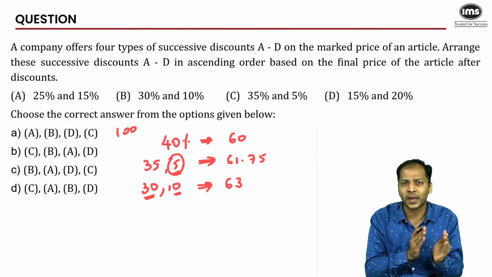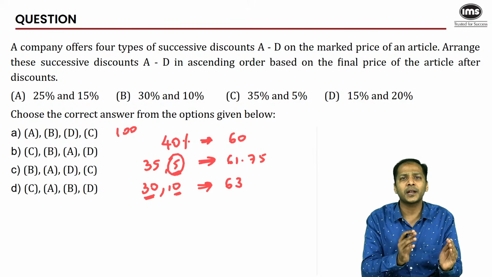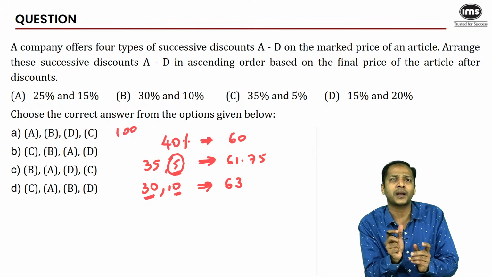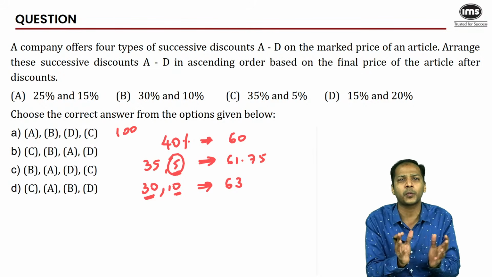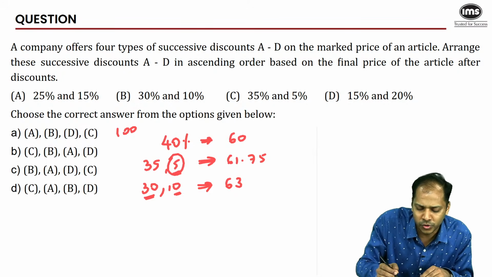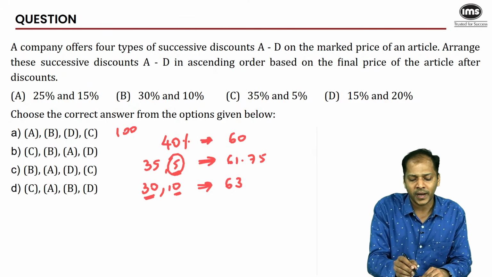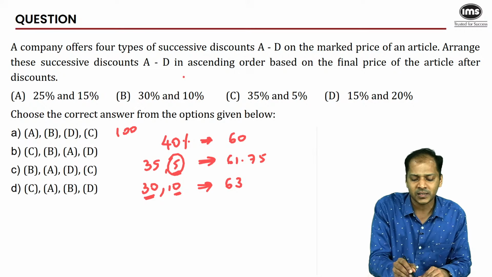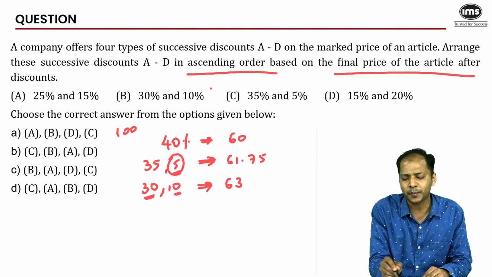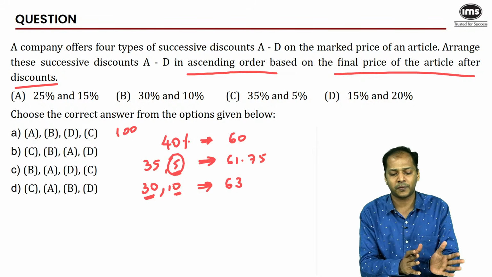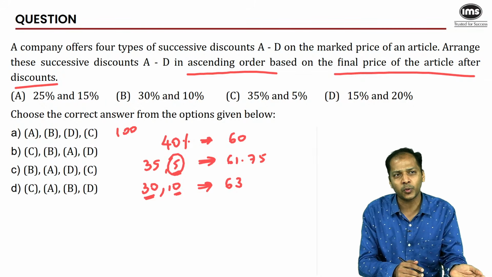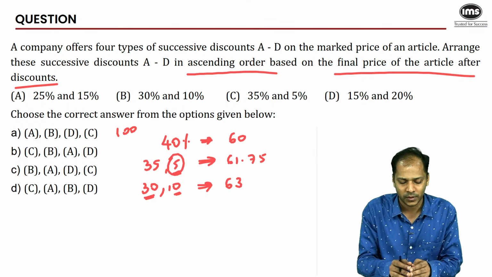If you are breaking it into 2 parts, breaking it into one big part and a smaller part is more beneficial than breaking it into 2 closer parts, or 2 more equal parts. So here also we were asked to arrange these discounts in ascending order based on the final price of the article. So ascending order of final price, that is most discount to least discount, right?